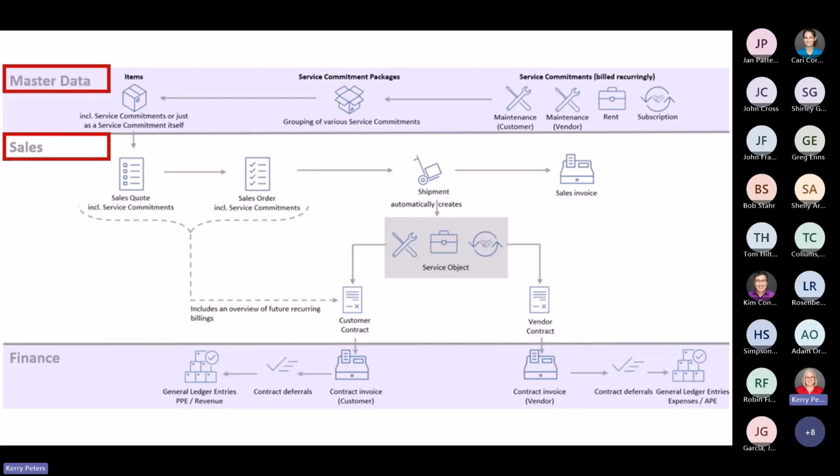Finally, we have the finance piece of it, which really is that actual billing to the customer, which takes into consideration all of the master data and sales setup that is happening in the background. We can see that we get invoices either for vendors or customers, and we can use deferrals to properly recognize the expense or revenue for these billings.